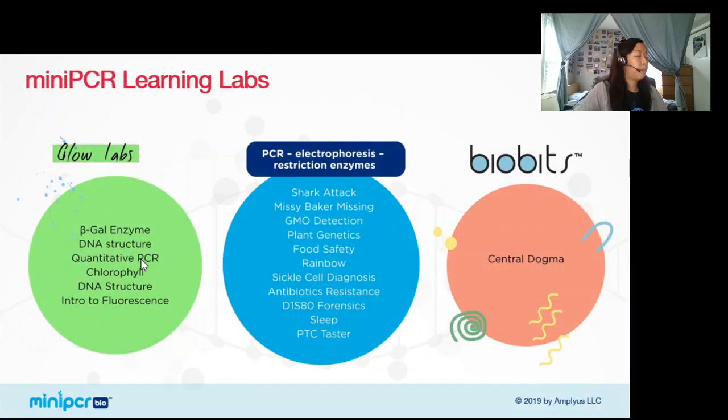And yeah, the P51 labs are just a small section of the labs that we have at miniPCR. We also have tons of labs covering things like PCR, gel electrophoresis, restriction enzyme digests, and we have labs ranging from forensics labs to figure out who done it, to labs where students can actually take their own DNA and analyze it and figure out what genotype they are.